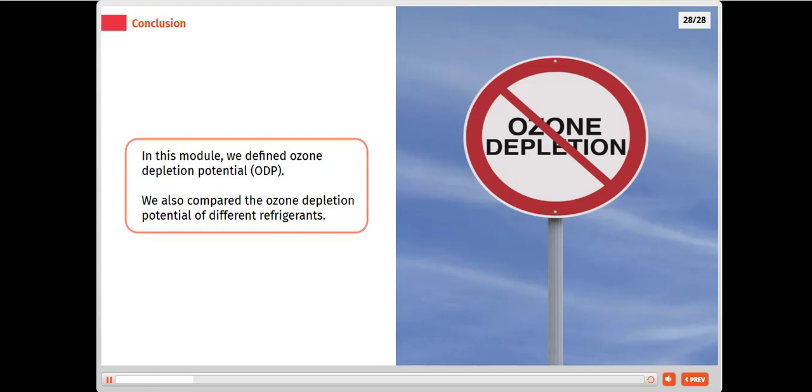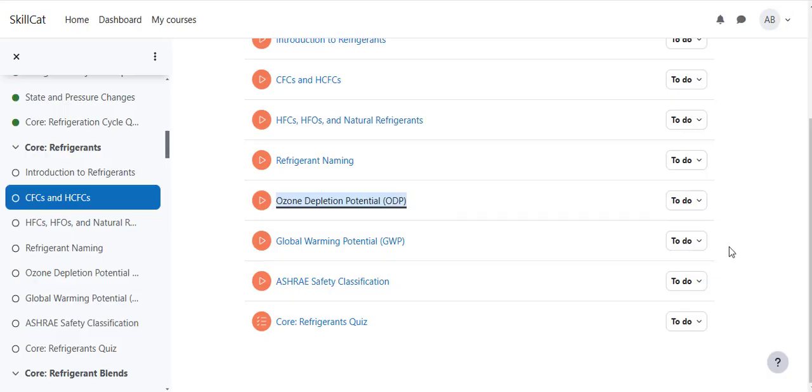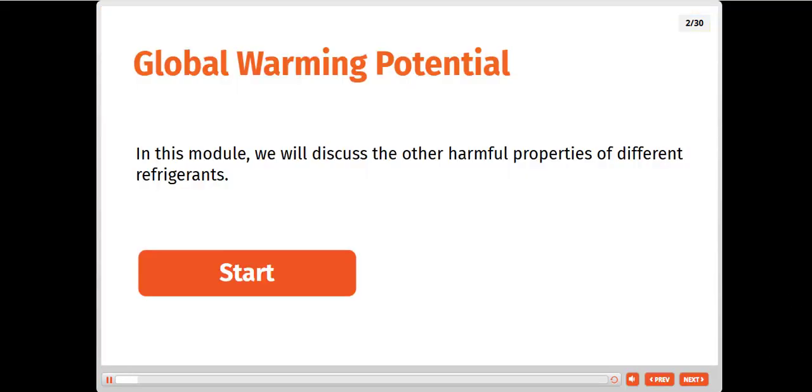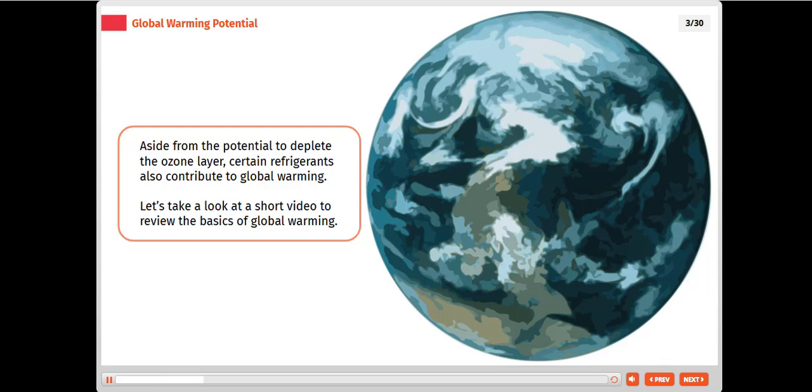In this module, we defined ozone depletion potential, ODP. We also compared the ozone depletion potential of different refrigerants. Global warming potential. In this module, we will discuss the other harmful properties of different refrigerants. Aside from the potential to deplete the ozone layer, certain refrigerants also contribute to global warming. Let's take a look at a short video to review the basics of global warming.